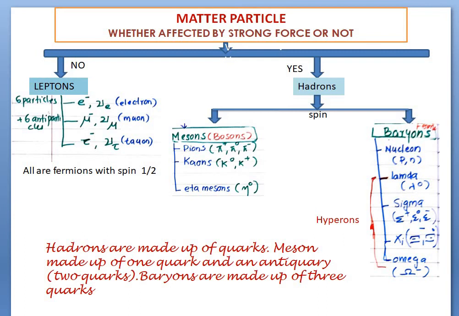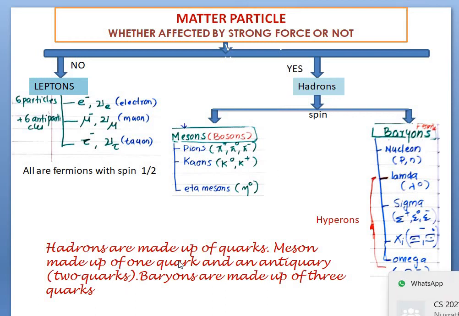And so these leptons are truly elementary particles, meaning they are not made up of anything else. But these mesons and baryons are composed of some other smaller particles. They are not truly elementary particles. They are composed of smaller particles known as quarks. So the mesons and baryons are made up of quarks.